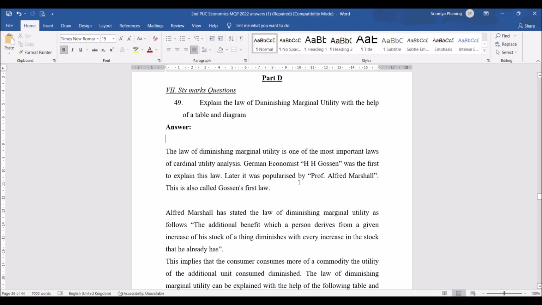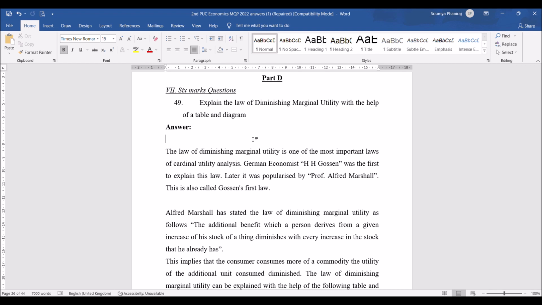So part D basically deals with 6 marks questions. So let us start with the first question, the 49th question in the model question paper. Explain the law of diminishing marginal utility with the help of a table and diagram. So all the 6 marks questions need to be answered in detail.